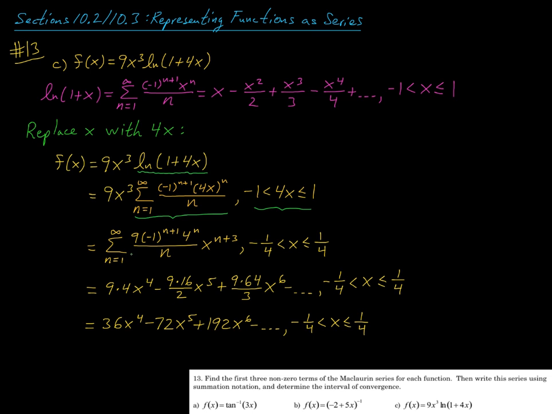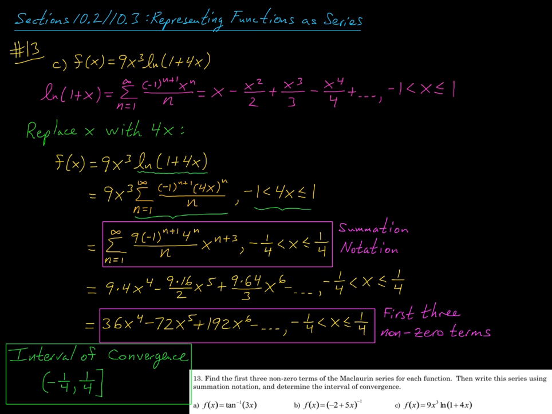And then finally, when n is 3, right, we get 9 times negative 1 to the 4th times 4 cubed over 3. So this is what? 9 times 64 over 3, and then this is an x to the 6th. And that simplifies to plus 192x to the 6th. Okay, so on and so forth. Right, so in conclusion here, we got our answer in summation notation. There are the first three non-zero terms, and here is the interval of convergence in interval notation. All right, great.